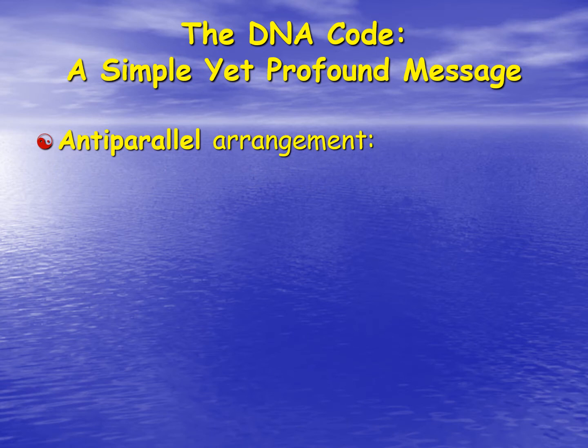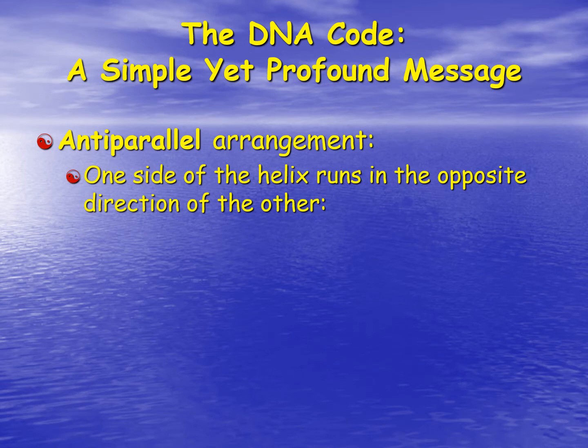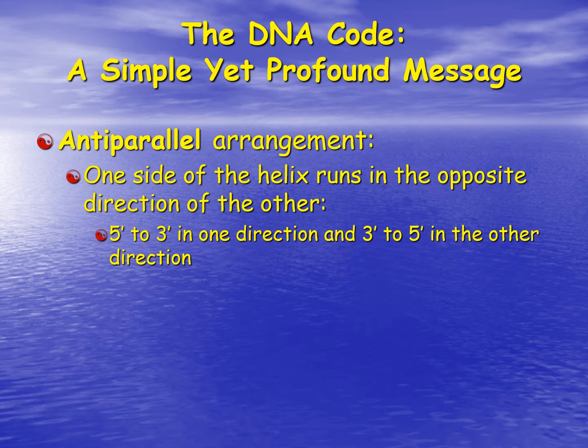This double helix is in what we call an anti-parallel arrangement. One side of the helix runs in the opposite direction of the other. And so what we'll find is that on one side, if we start at the top of the molecule, we go from the 5' to 3' in one direction, and the opposite strand at the top begins at a 3' and runs to a 5'. 5' actually means that the sugar phosphate backbone starts with a phosphate group, whereas the 3' is the sugar end.